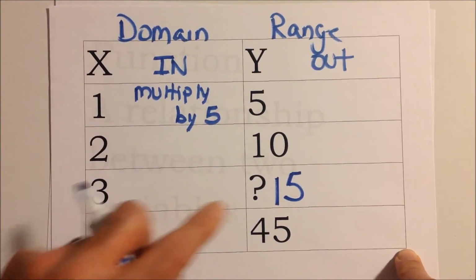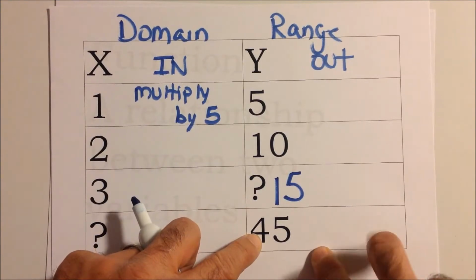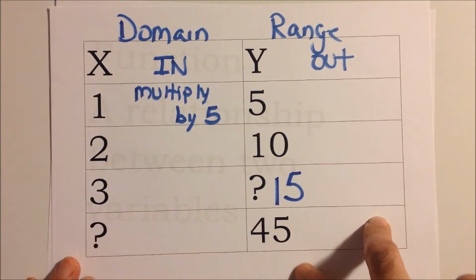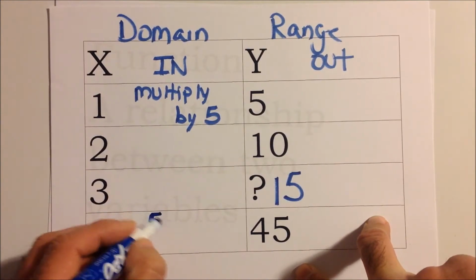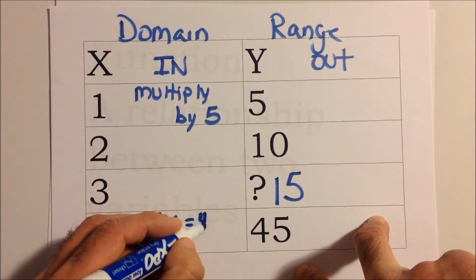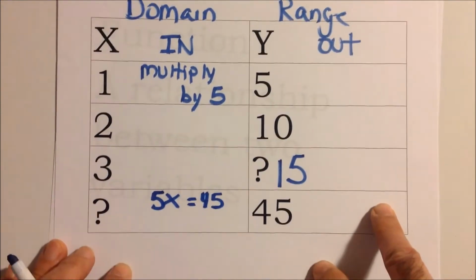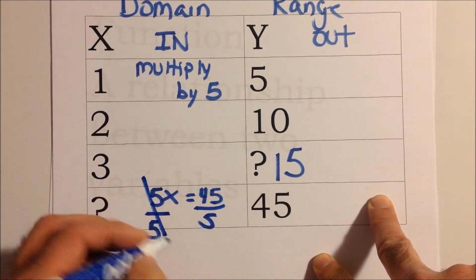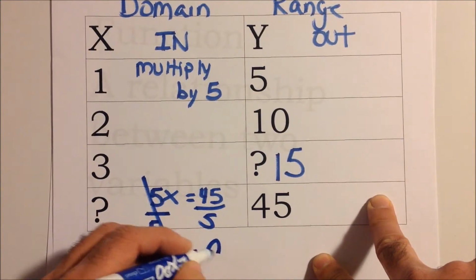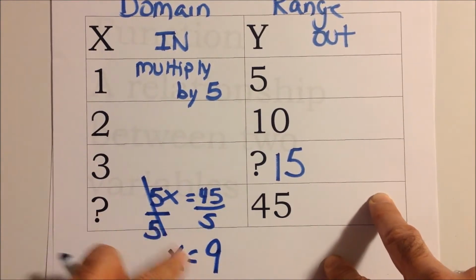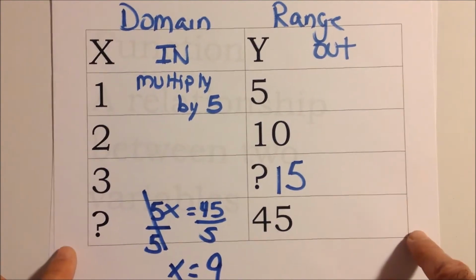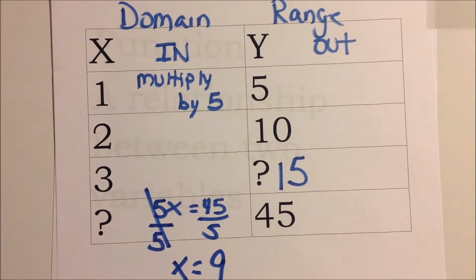Now, let's look at the 45. What times 5 is 45? Right? 5x equals 45. We can do a little equation like this. We can divide it out. And x equals 9. Let's check. 9 times 5? 45. So again, this is an input-output box.